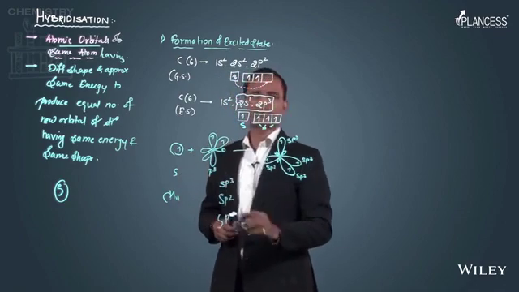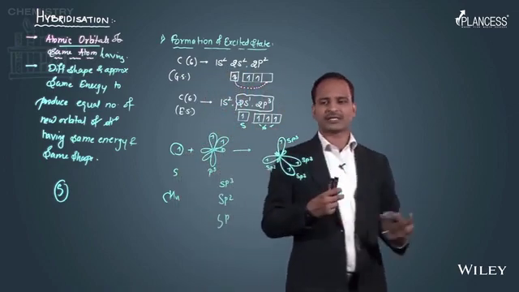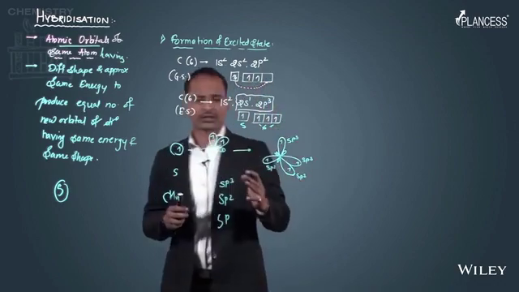Similarly, we have sp. Similarly, we have sp3d, sp3d2, sp3d3, etc. So this is how the hybridization occurs.